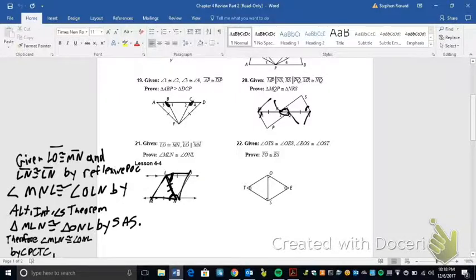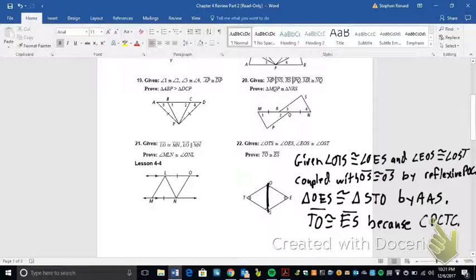22. This is a pretty simple one. We know that OS is congruent to OS by the reflexive property. We're given two other angles, so that's going to give us the two triangles together as angle, angle, side. Remember, it's two angles and a non-included side.